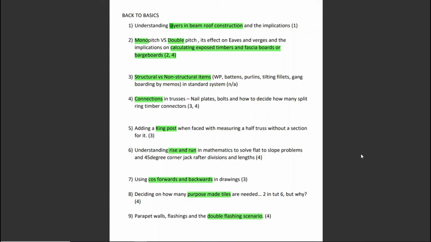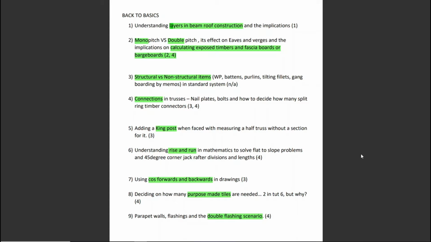So number 2, monopitch and double pitch. What I've noticed here is that there are different rules that apply to the two. Obviously, we'll go through them, and I also want to go over the calculation and why it is different for your exposed ends at your eaves versus your exposed ends at your verges. So that is an interesting one. We'll cover that.